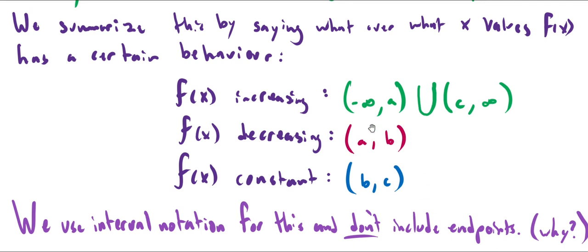Why? Well, at the endpoints, at a, for example, it's neither increasing nor decreasing. It's changing from increasing to decreasing. That's a different kind of behavior. That's actually called a critical point. You'll learn about that more later.